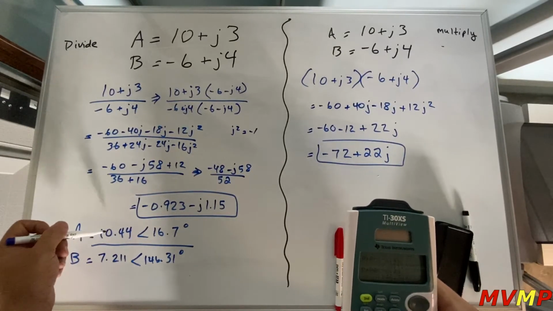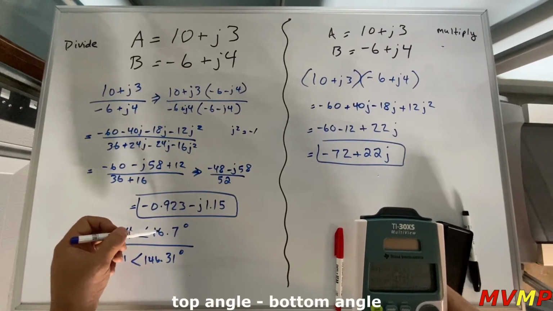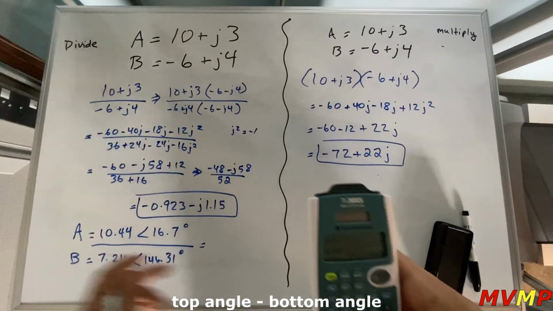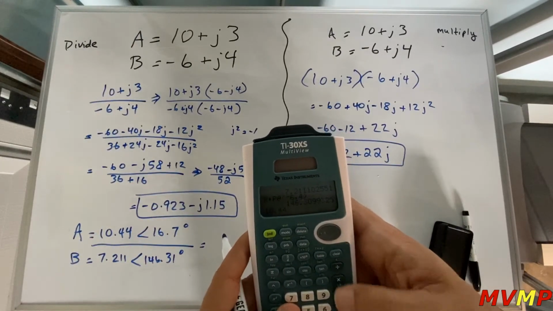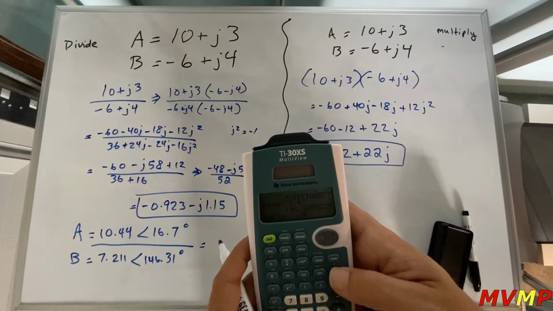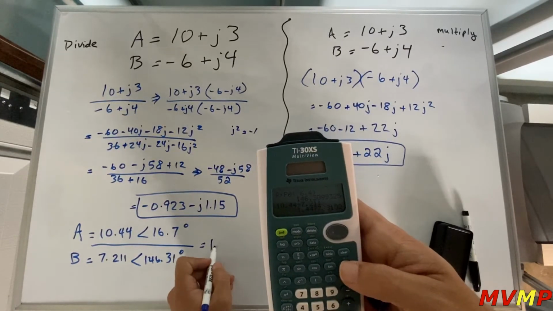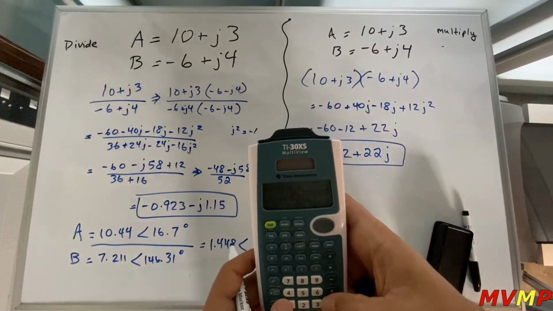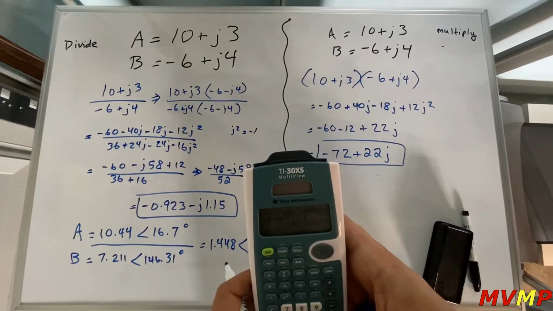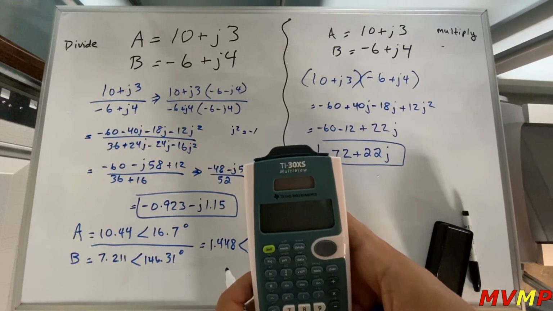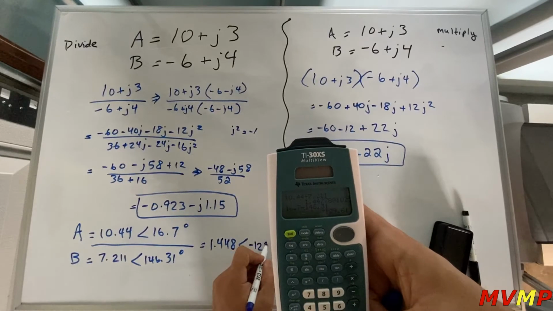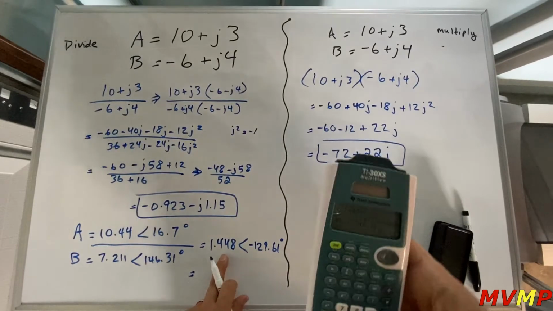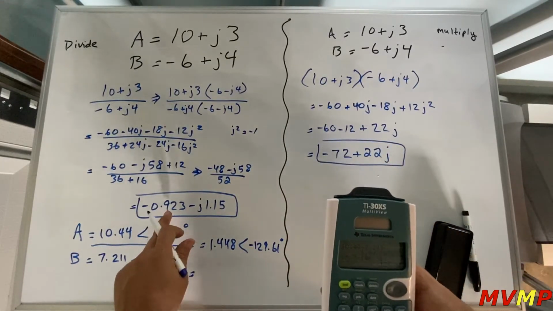When you're dividing, how it works with polar is this gets divided by this, but then this angle is subtracted from this one. So when you do 10.44 divided by 7.211, you get 1.448. Then for the angle, you do 16.7 minus 146.31, you get minus 129.61 degrees. And now you have to convert this back into rectangular.